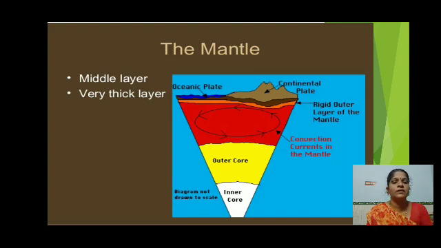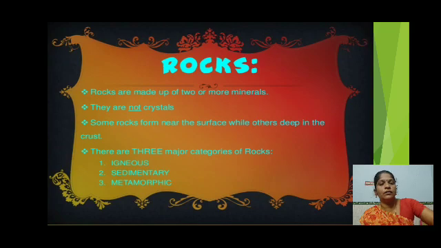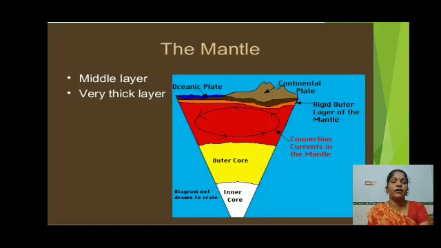Then the third one is the core. The core is the innermost layer of our earth. It is divided into inner core and outer core. The inner core is a liquid level of fire, that is molten, and the outer core is semi-solid, of the magma or lava.